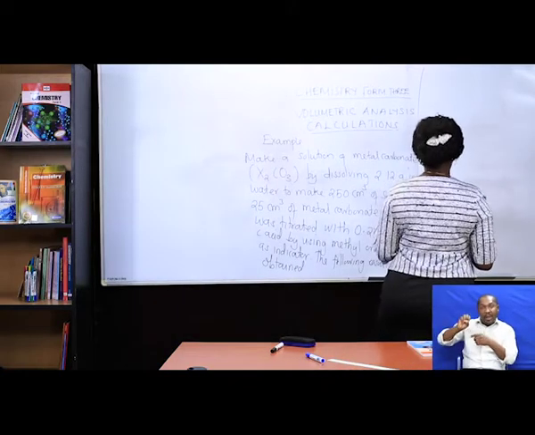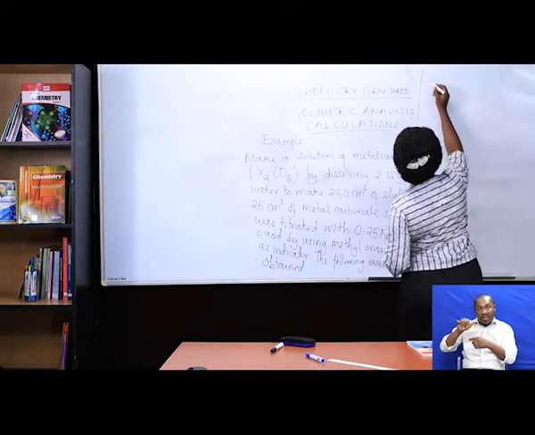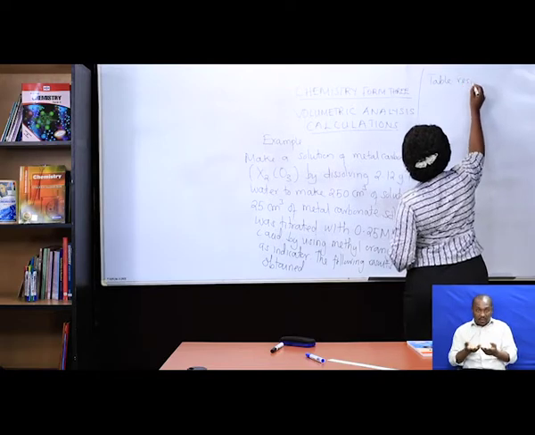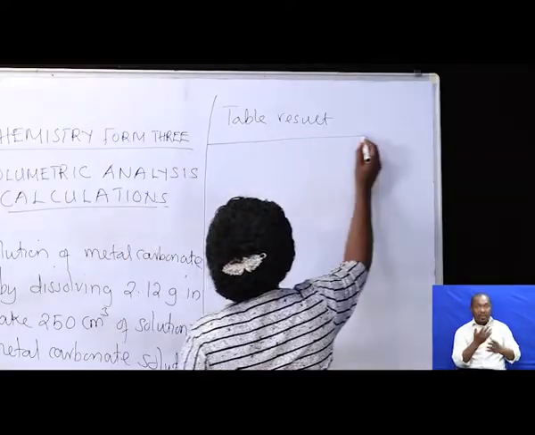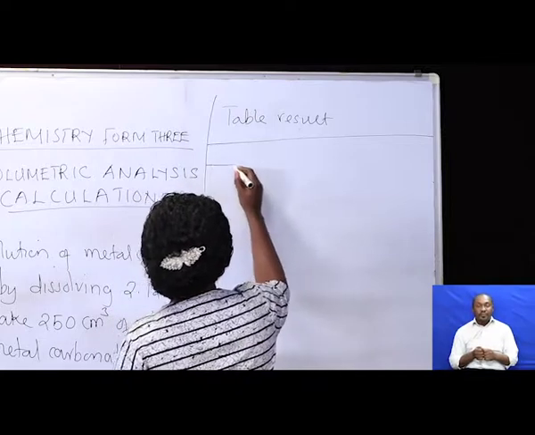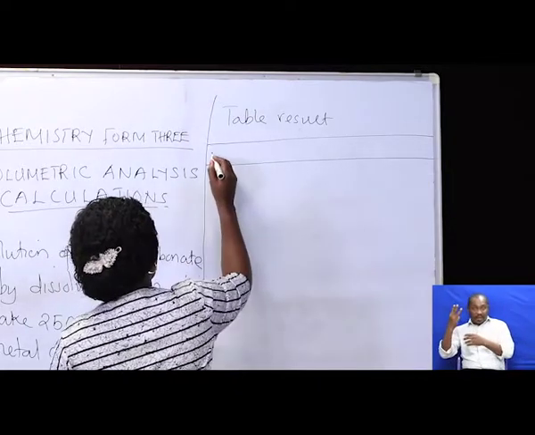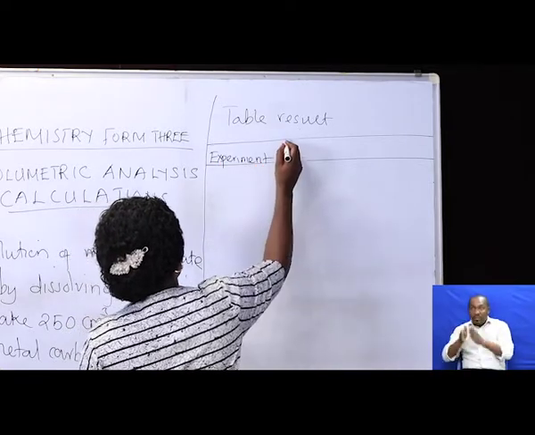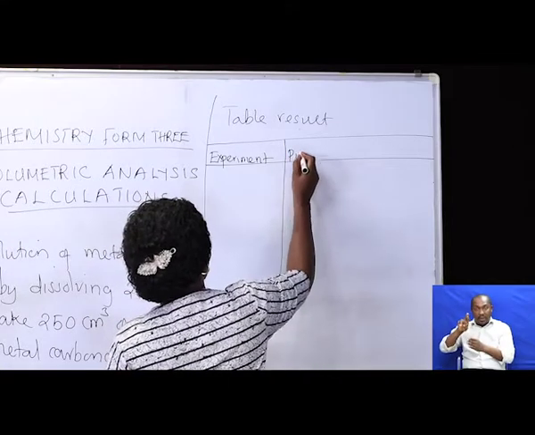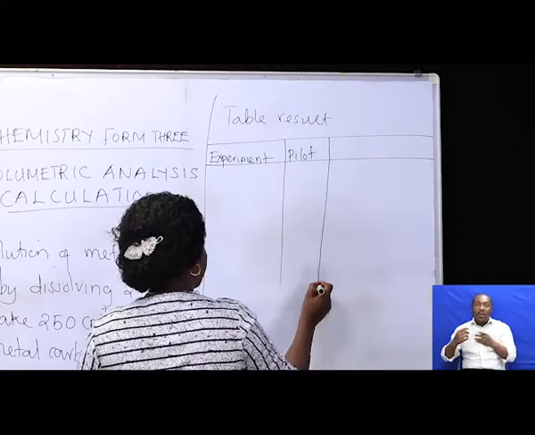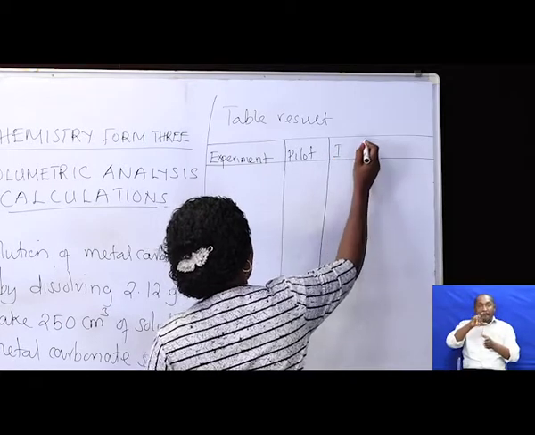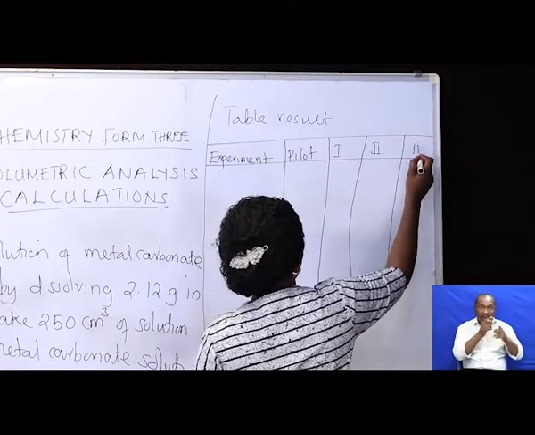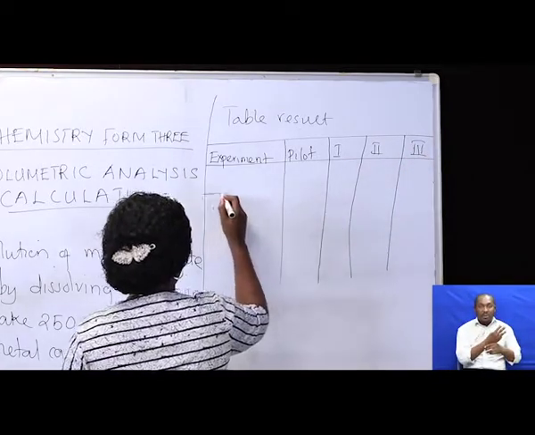And how does the table of results look? This is the table of results obtained after titration. Within our table of results, as I explained, we must have 3 experiments. So here it is, experiment, and then we must have a pilot as a starting point, the direction where we want to go. Then we conduct experiment 1, experiment 2, and then experiment 3. We need to record all the experiments.